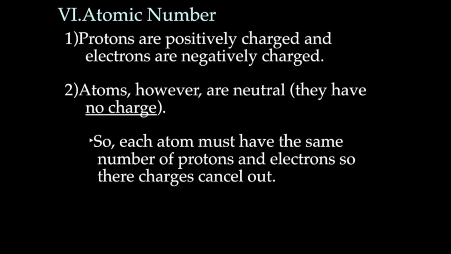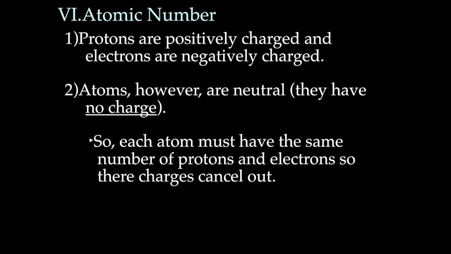All right, on to the atomic number. As we just discussed, protons have a positive charge, electrons have a negative charge, and neutrons are neutral. So for right now, we're going to be talking about charges, so we're going to ignore the neutrons. We'll talk about the protons and the electrons. So here's the deal. Protons are positively charged, electrons are negatively charged. Atoms, however, are neutral. They have no charge.